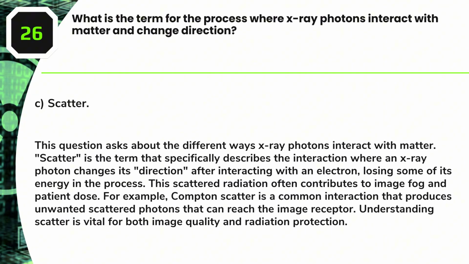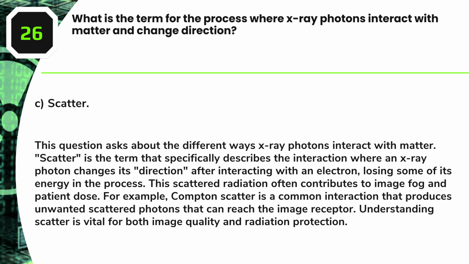Answer: C. Scatter. This question asks about the different ways X-ray photons interact with matter. Scatter is the term that specifically describes the interaction where an X-ray photon changes its direction after interacting with an electron, losing some of its energy in the process.